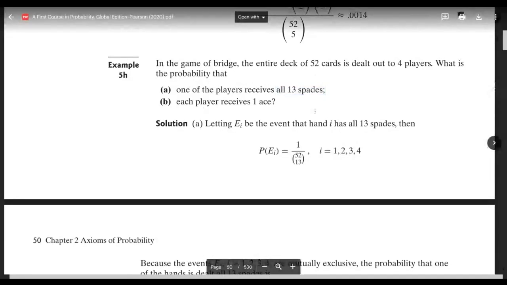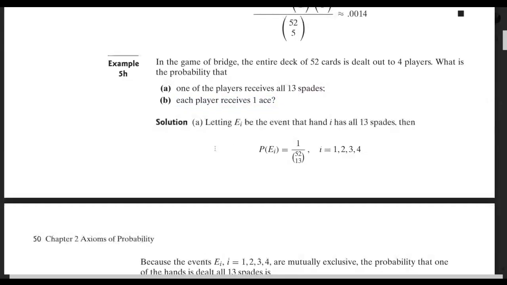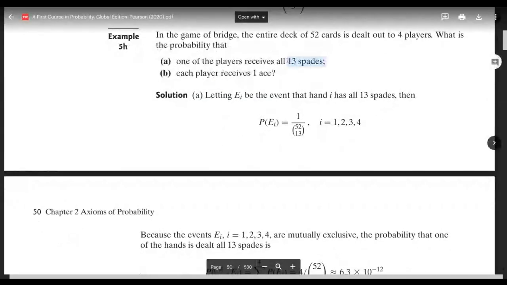B, the 4 suits are spades, hearts, clubs, and diamonds. Okay, so spades is one of the 4 suits. So each player receives 1 ace. So 4 players, each one receives 1 ace. There are 4 aces in one deck. So the first one means one person gets one of the suits, because each suit has 13 cards. Spades has 13 denominations.